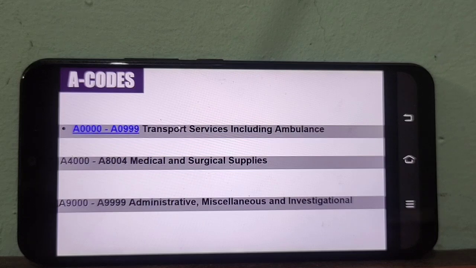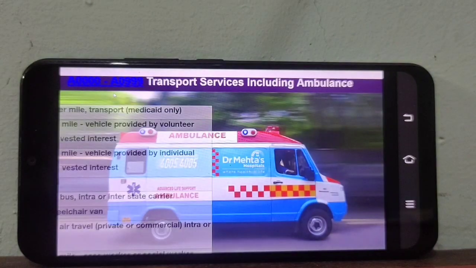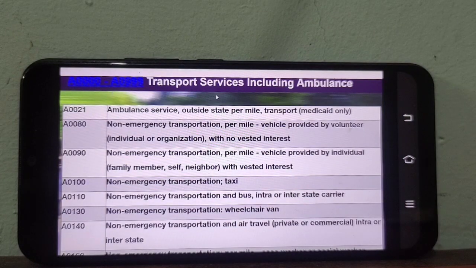Now we are going to discuss the transportation service codes. A0000 to A0999 are some examples for transportation services. A0021 is for ambulance service. This code is applicable for Medicaid patients only. We cannot report this code for Medicare patients. This code is only for Medicaid patients. Medicaid means people below the poverty line.